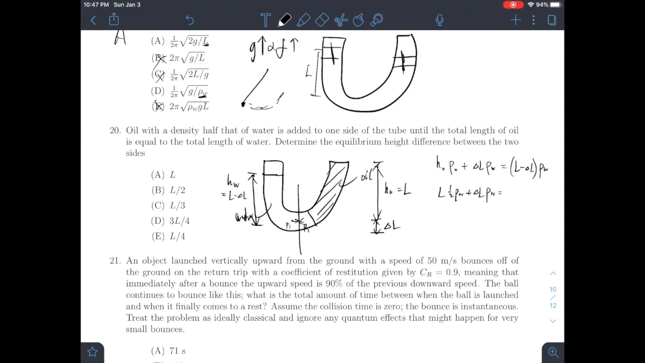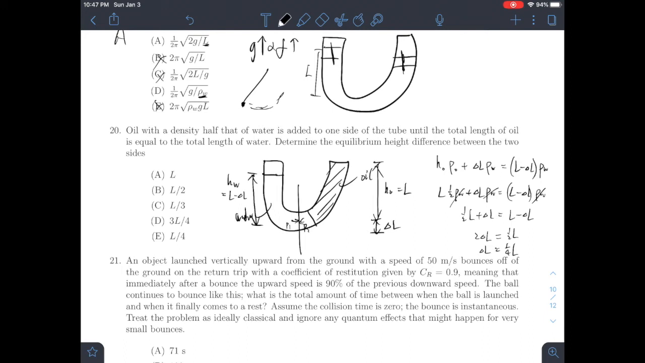Then we know rho O is equal to 1/2 rho W, where rho W is the density of water, and oil is half of that. Then we cancel out rho W. We get 1/2 L plus delta L is equal to L minus delta L. Then we know 2 delta L is equal to 1/2 L. Then delta L is equal to 1/4 L.